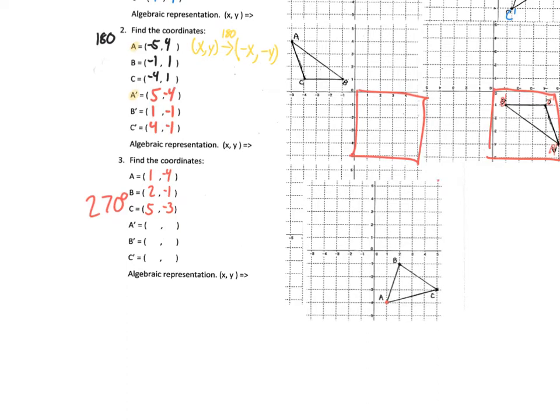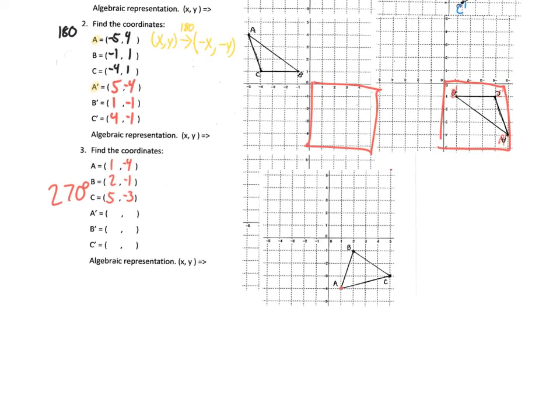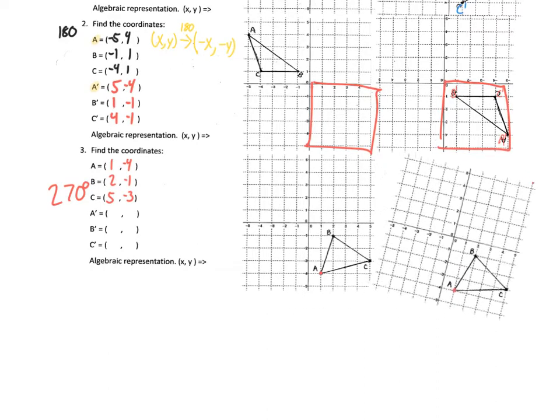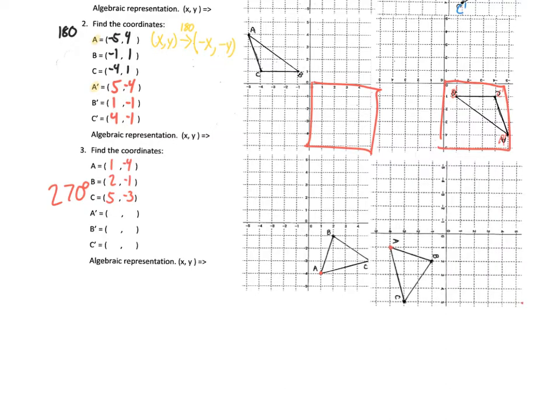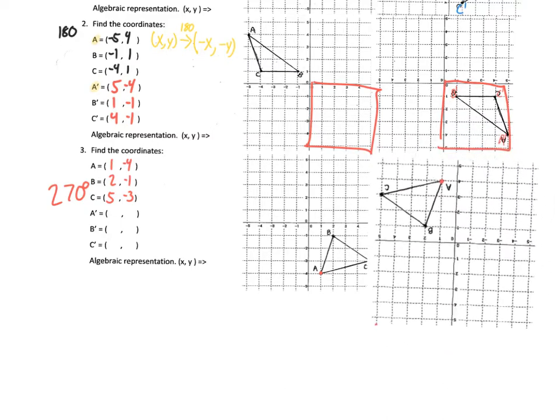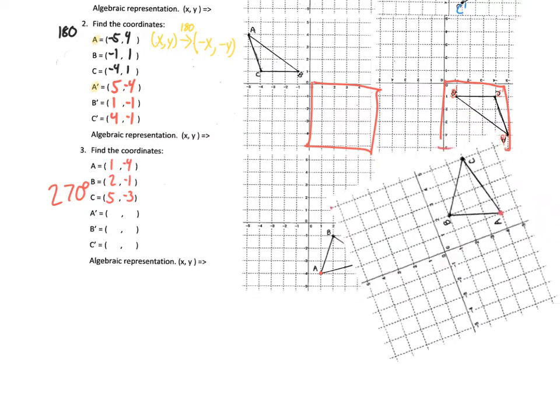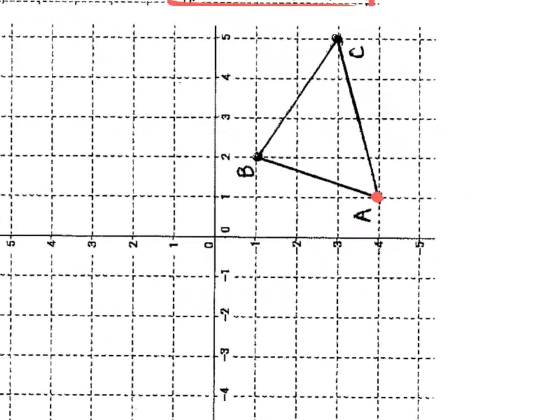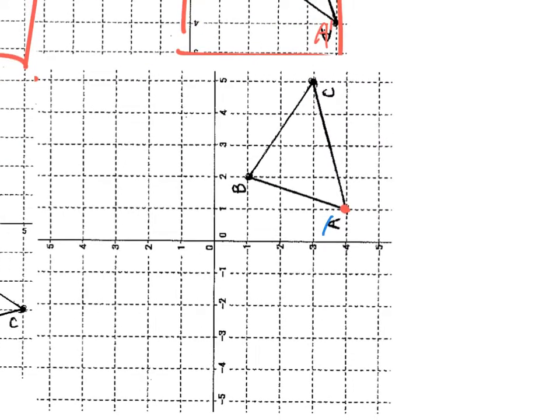Here's my picture. Okay. And I have to rotate it pretty much 90 degrees 3 times. So I'm going to rotate it. There's 90. There's 180. And then there's 270. So I have all of my rotations that I need in there now. Now I'm going to go mark my coordinates. This will be A prime, B prime, C prime.